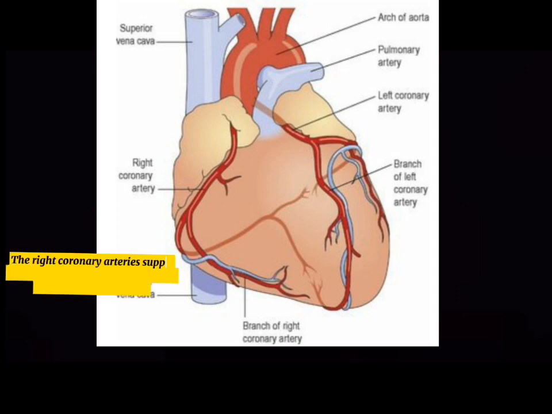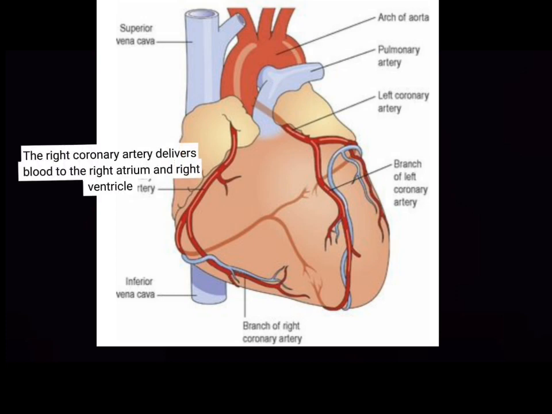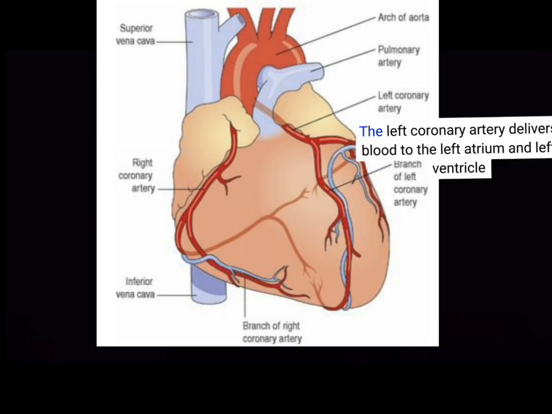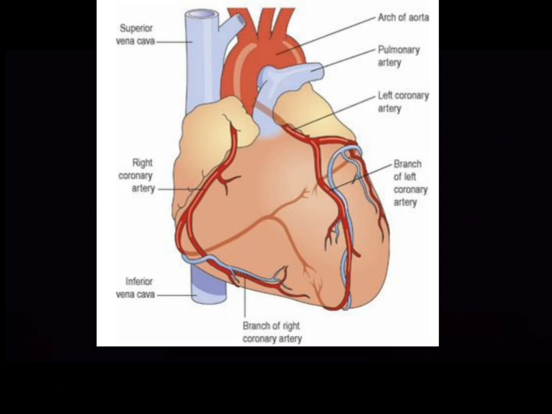So looking at this heart, we have the arch of the aorta. The coronary arteries branch down. Looking at it from the right, we have the right coronary artery. The right coronary artery delivers blood to the right atrium and right ventricle, and the left coronary artery delivers blood to the left atrium and left ventricle, and the coronary artery also delivers blood to the myocardium, the muscle that helps in the contraction of the heart.